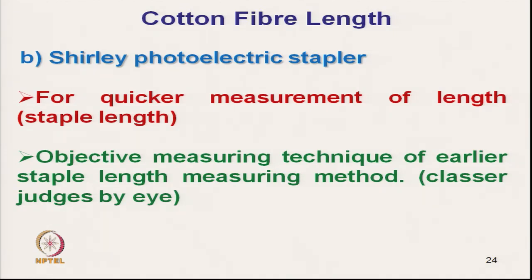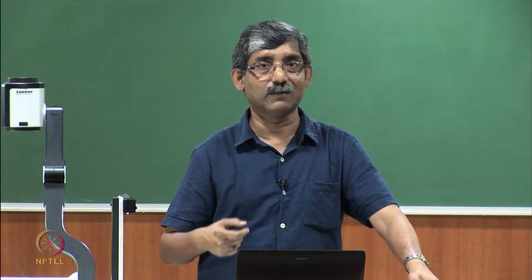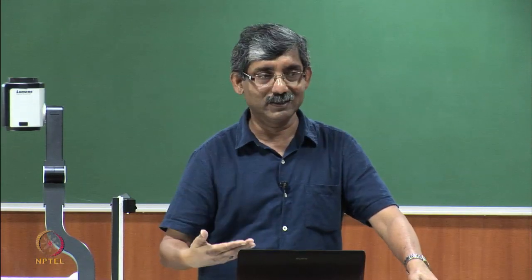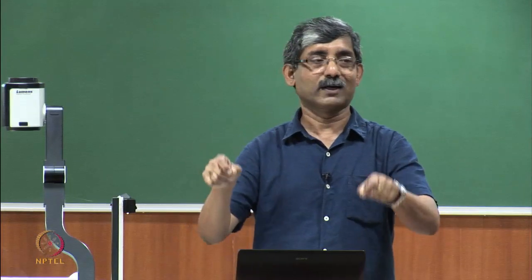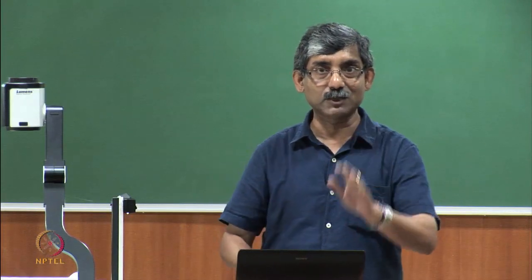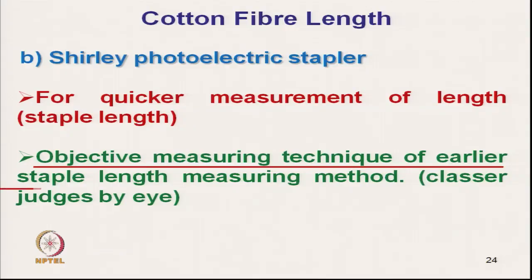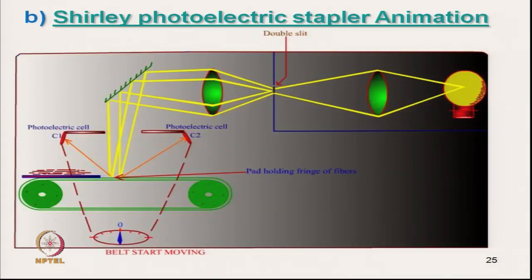In the earlier method, the judgment was done by the classer by eye. Here it is done by photoelectric sensors, but the principle is exactly the same. Here there is no subjectivity, it is an objective technique. Now, this is the principle.